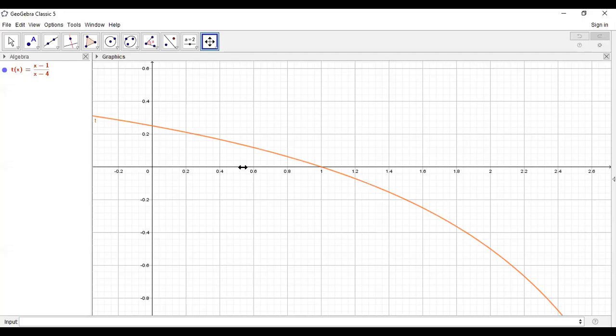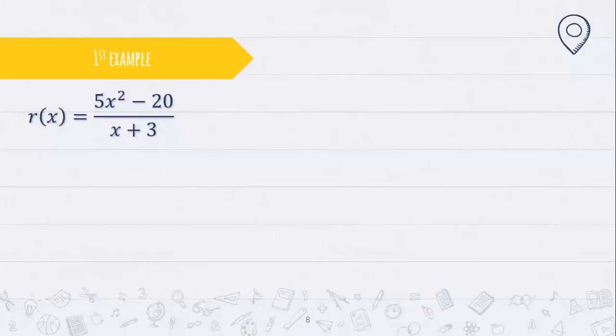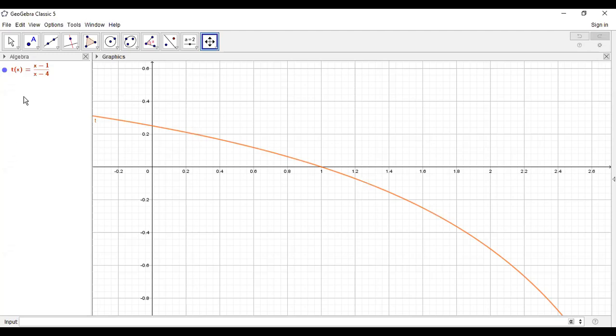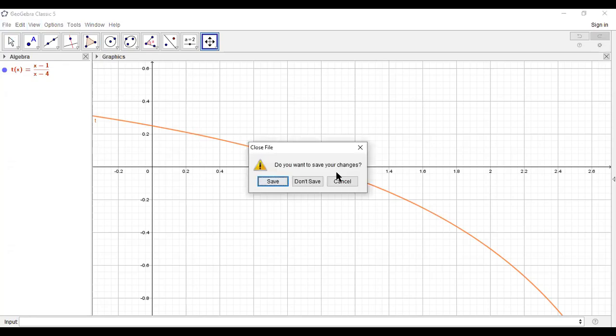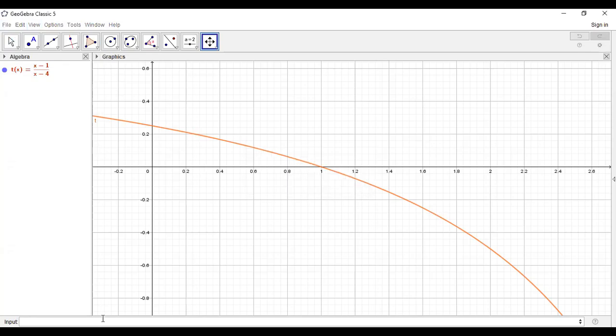Okay. Ano yung function na nga natin? Nakalimutan ko bigla. 5x squared minus 20 over x plus 3. So we have our, burahin ko muna itong t of x. So we have, wait lang ha. Ay, parte. Parte yung Google, GeoGebra.